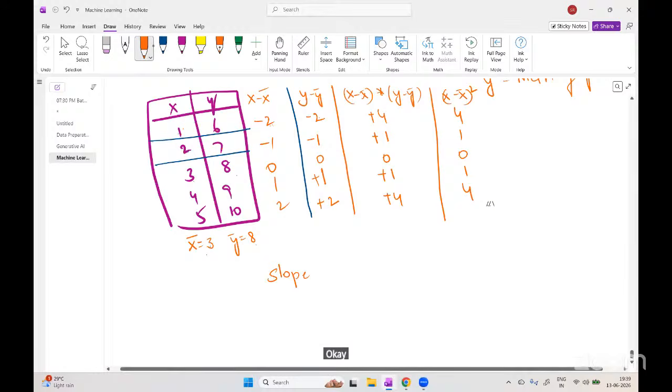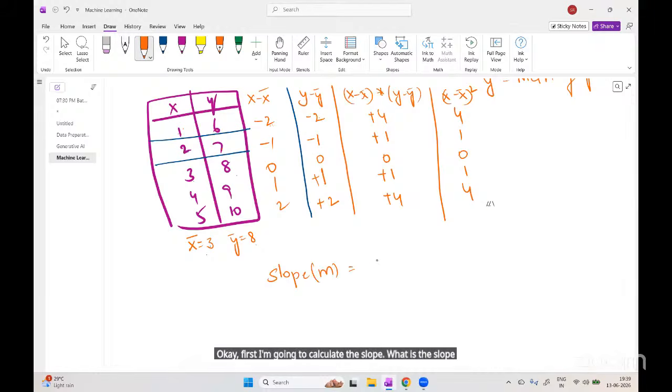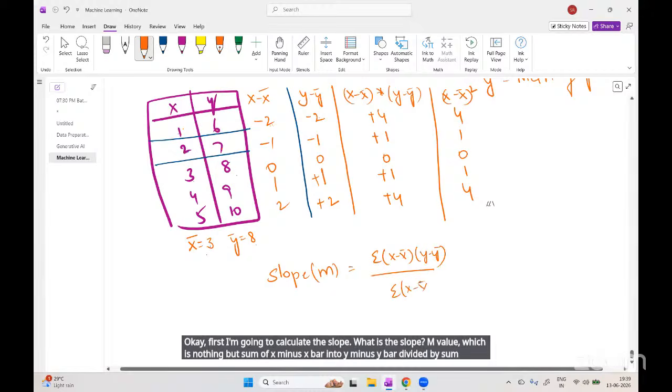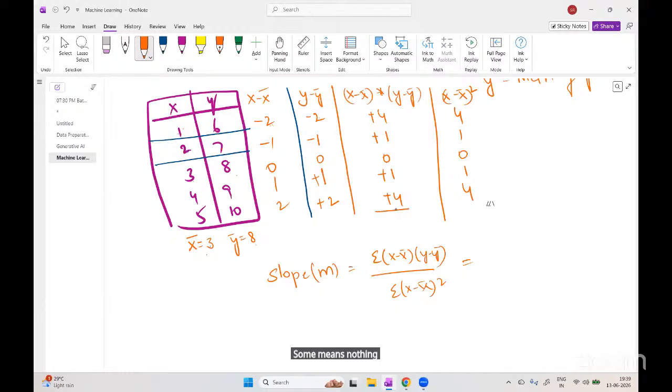Okay, now I'm going to calculate the slope. What is the slope? The m value is the sum of x minus x bar into y minus y bar, divided by the sum of x minus x bar whole square. Now, sum is nothing but the total of this column. The sum of this column is 10. What is the sum of the column x minus x bar whole square? 10. So 10 divided by 10. What is the value? 1. Next, y-intercept.